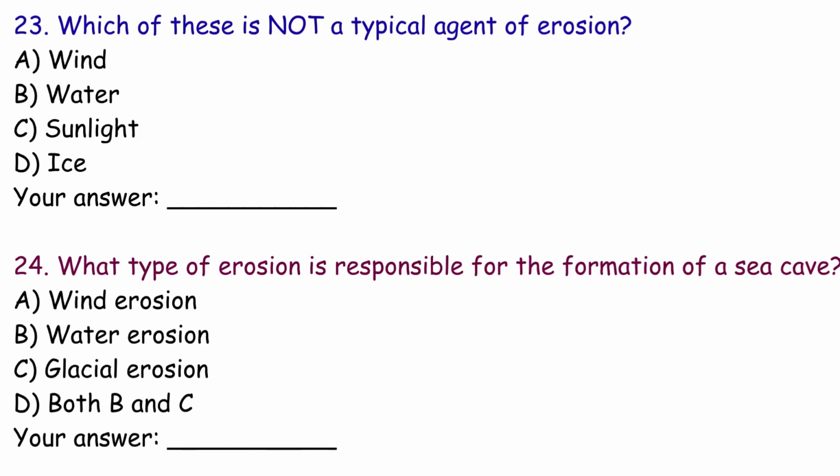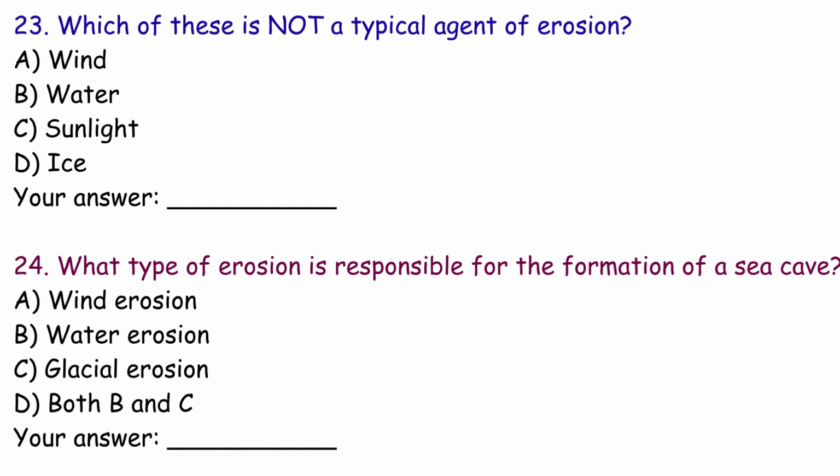23. Which of these is not a typical agent of erosion? A. Wind. B. Water. C. Sunlight. D. Ice. Your answer.